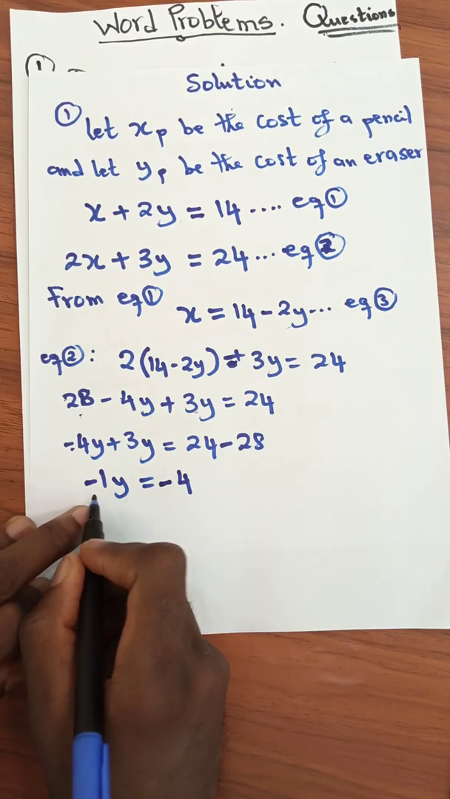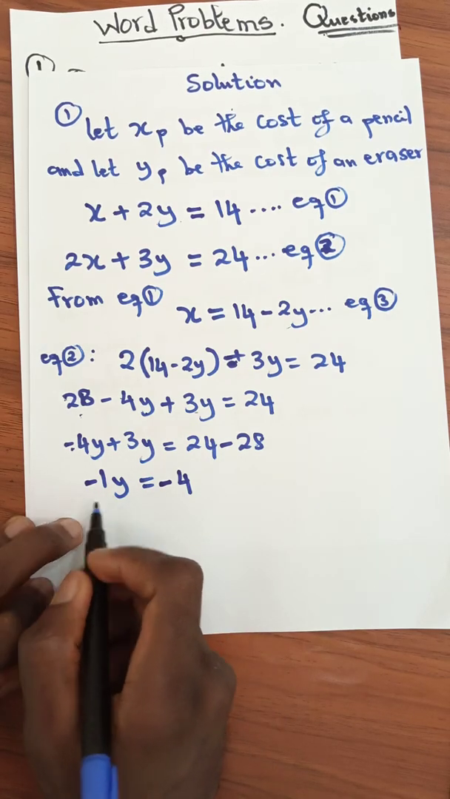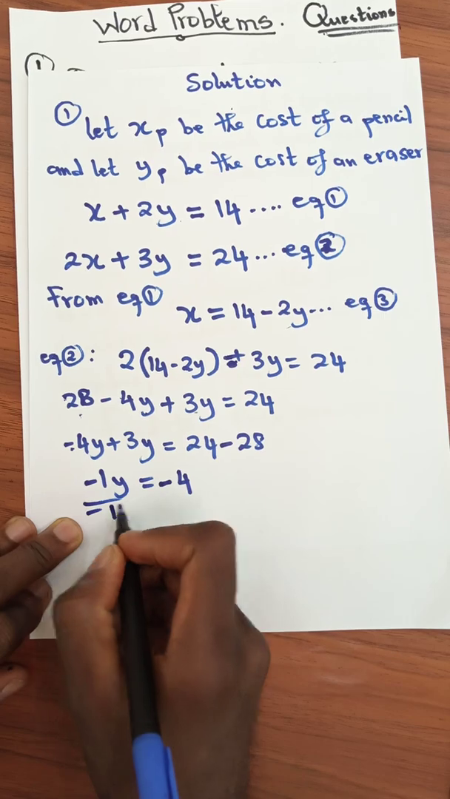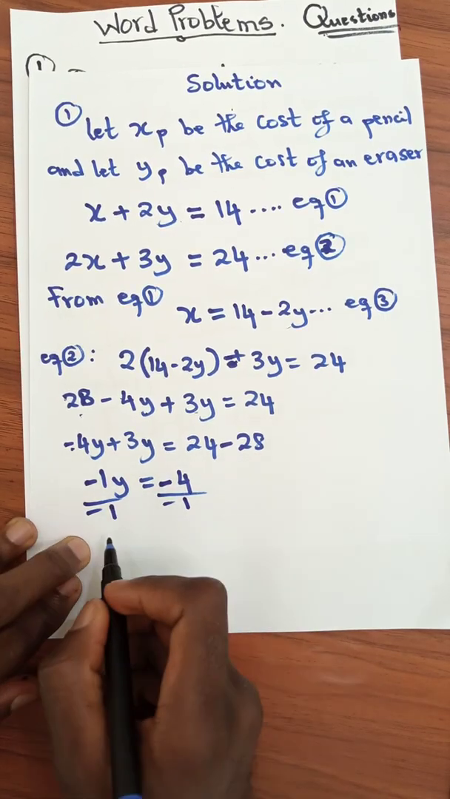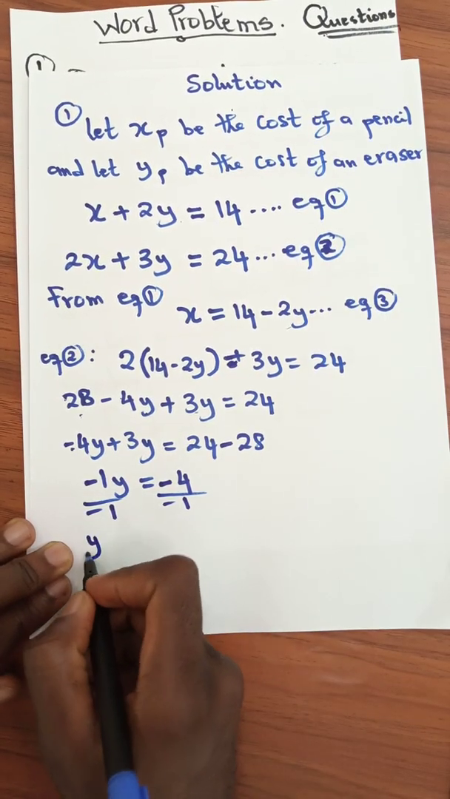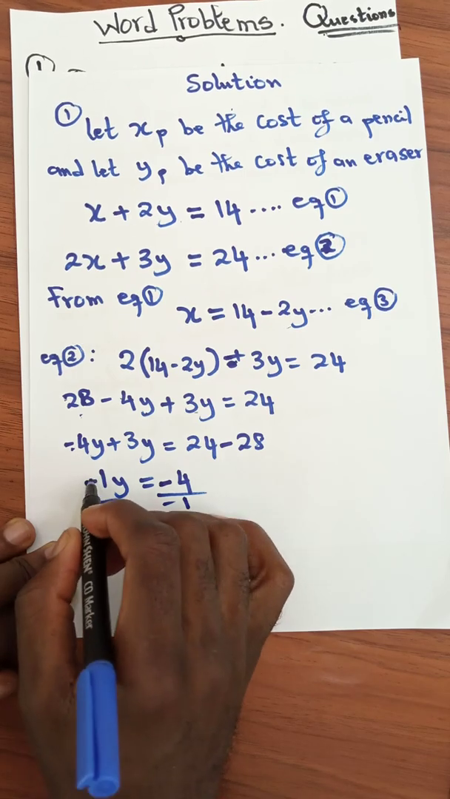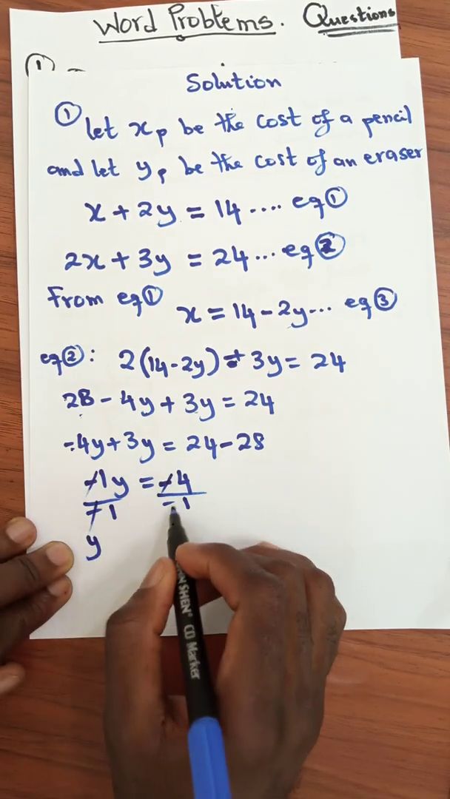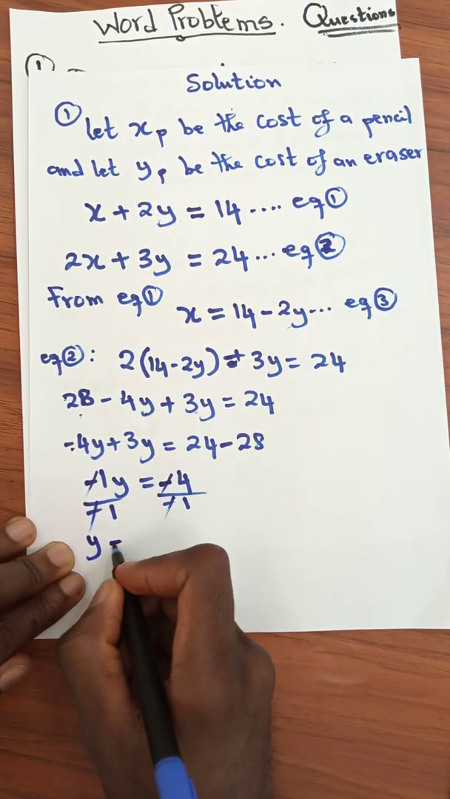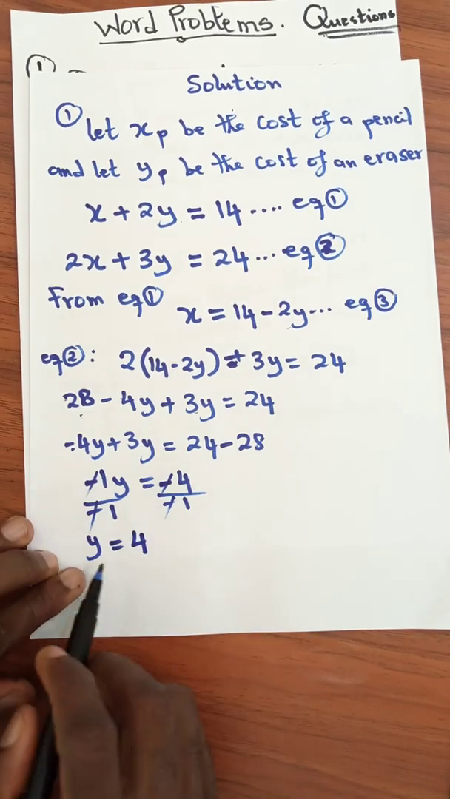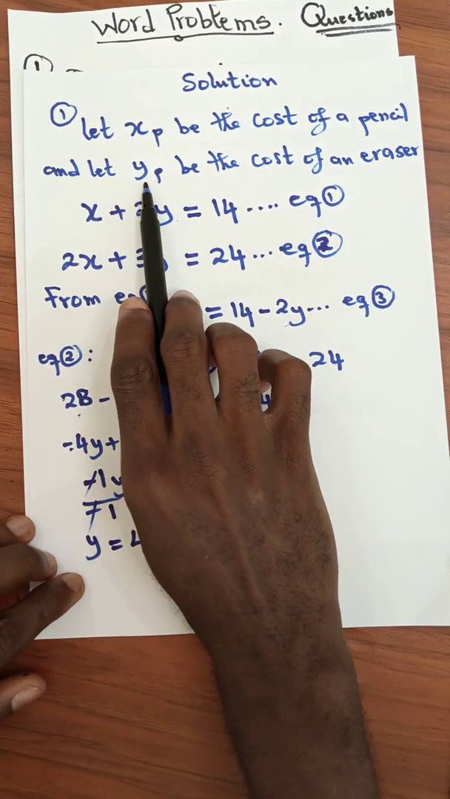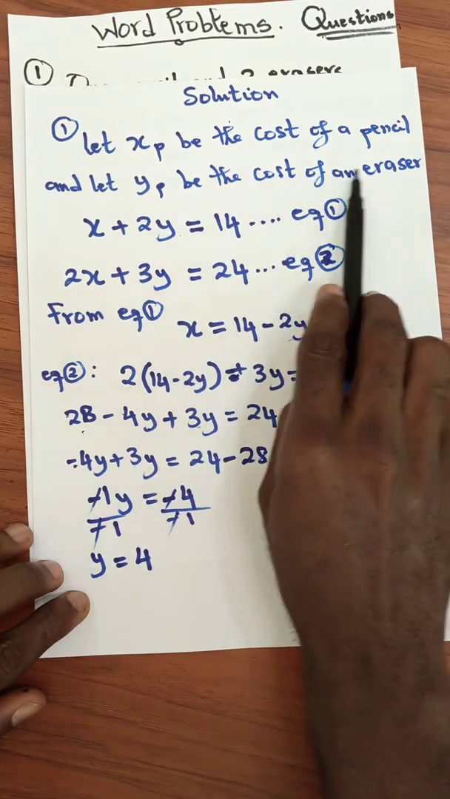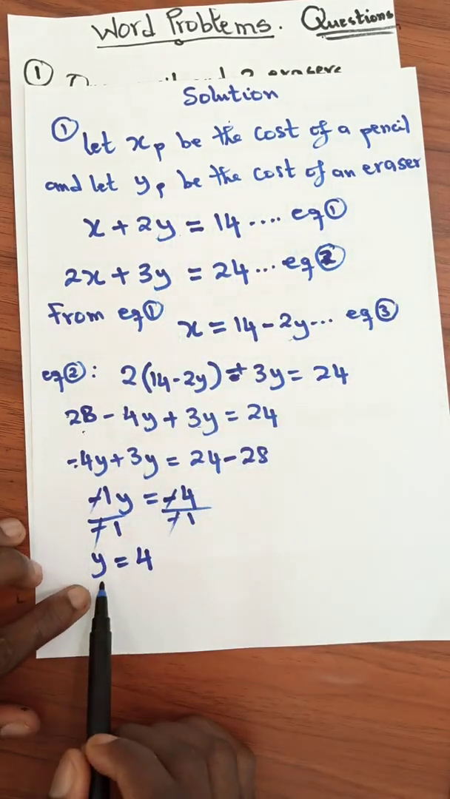Now we've gotten y, but it's negative 1y. So we'll divide both sides by negative 1. Both sides by negative 1. So here we'll have that y, the negative will cancel out, right? The negative will cancel out. So y will be equal to 4. Remember, y is the price for an eraser. So you've been able to get the y.